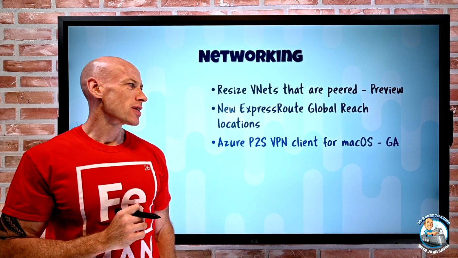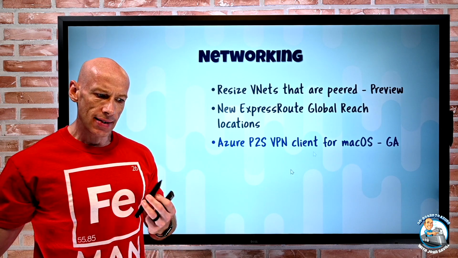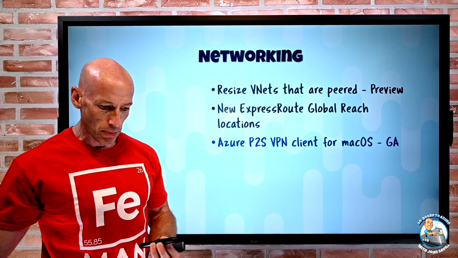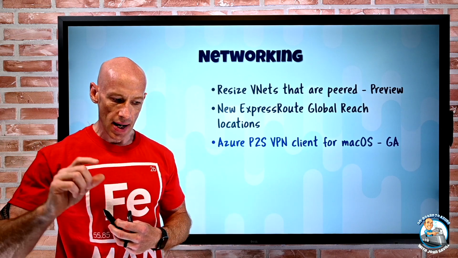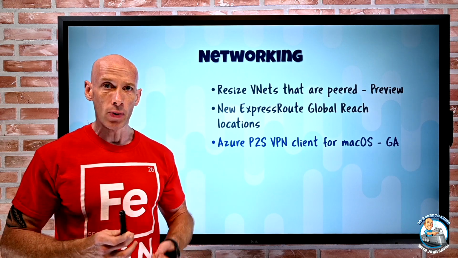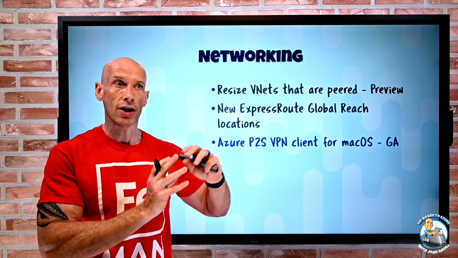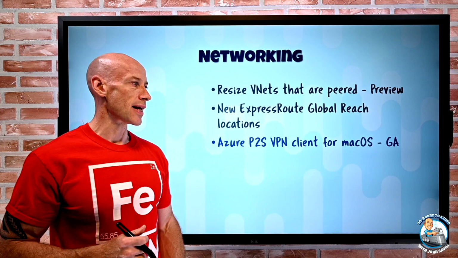And the Azure Point-to-Site VPN client for macOS has gone GA. This is the one that has the native Azure AD support, also certificate-based and RADIUS for the OpenVPN protocol. Really the big deal for this is the Azure AD support. Now I can use things like conditional access that can drive things like Azure AD MFA. So that is now GA.